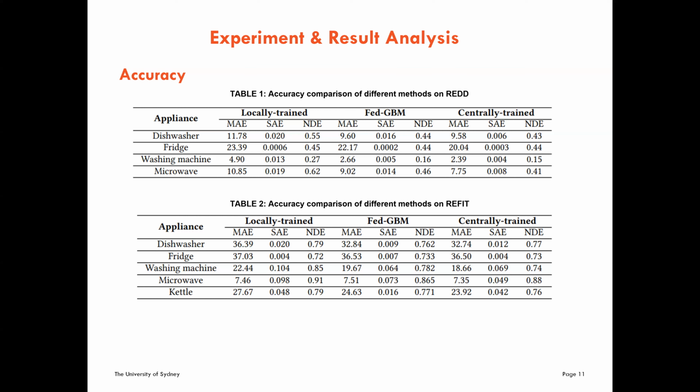Also, some Fed-GBM models achieve lower SAE or NDE values than the centrally trained ones, such as in the case of the dishwasher and the kettle in the REFIT. It means Fed-GBM sometimes provides a better estimation of total energy consumption. It helps to avoid outlier estimates.